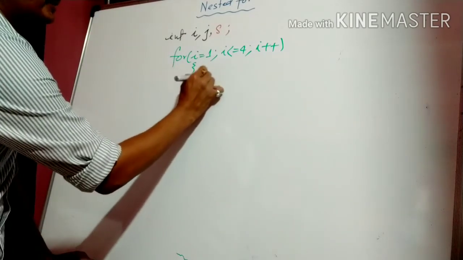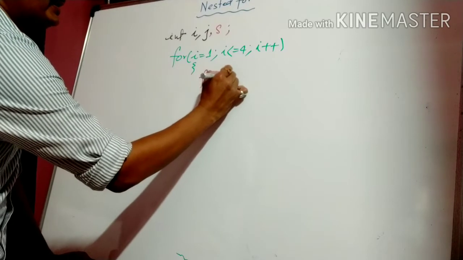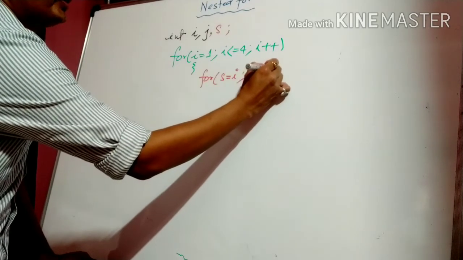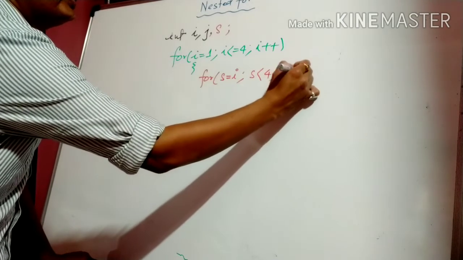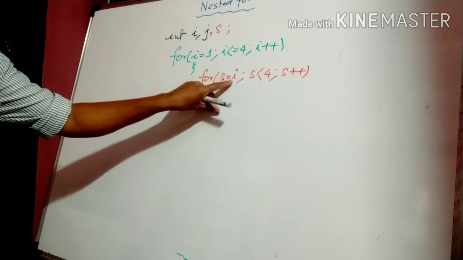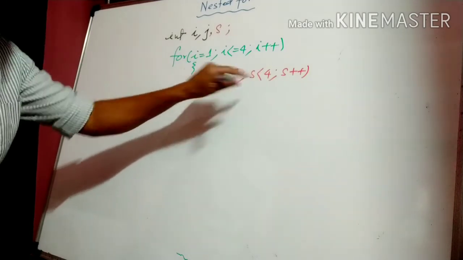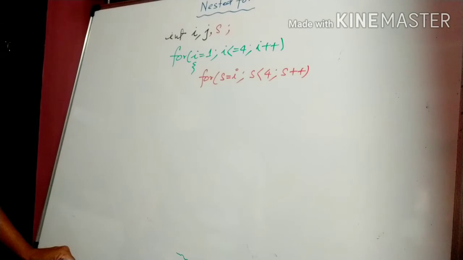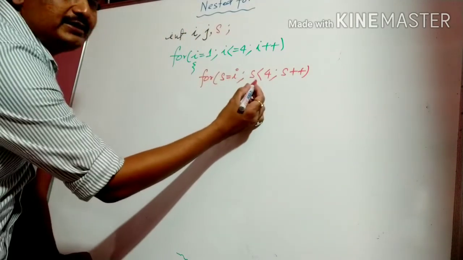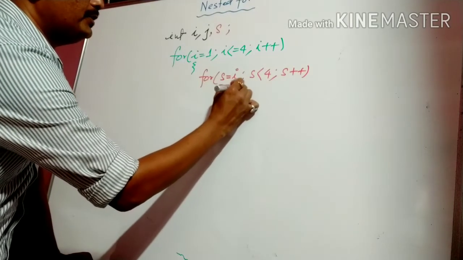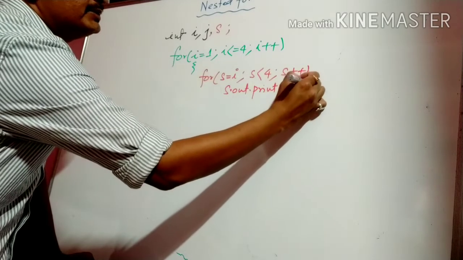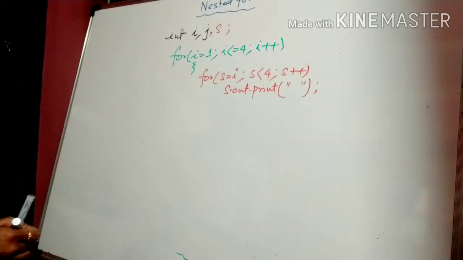Now see this one carefully. S is equal to I, S less than 4, S plus plus. What is the value of S? I. What is that? 1. 1 less than 4. How many times will it execute? So it will execute 1, 2, 3. Why 3? Because here it is less than. And what will it print? System.out.print, this is space. 4 spaces we will get here.